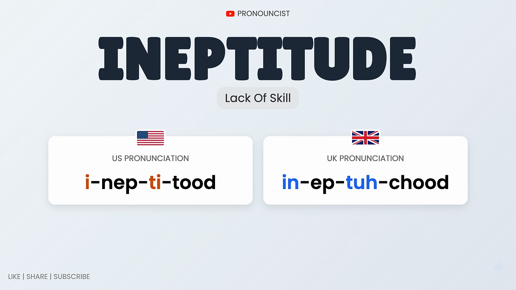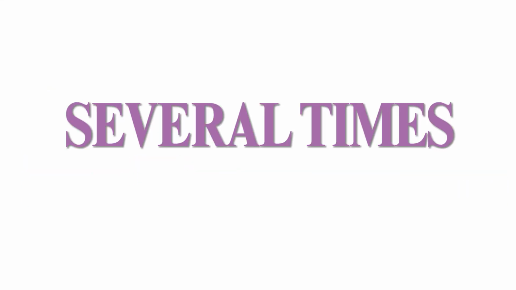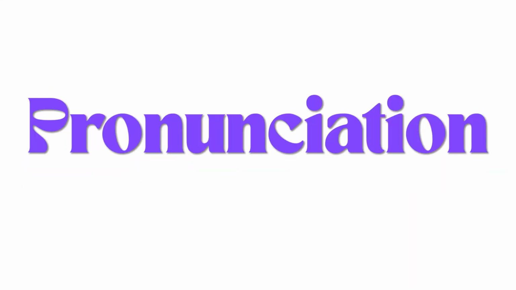Ineptitude. US uses titude. UK uses titude. Practice repeatedly and you'll soon be able to say this word perfectly. The best way to practice is to repeat the syllable multiple times. The meaning of the word is lack of skill. Try repeating this word several times to improve your pronunciation.